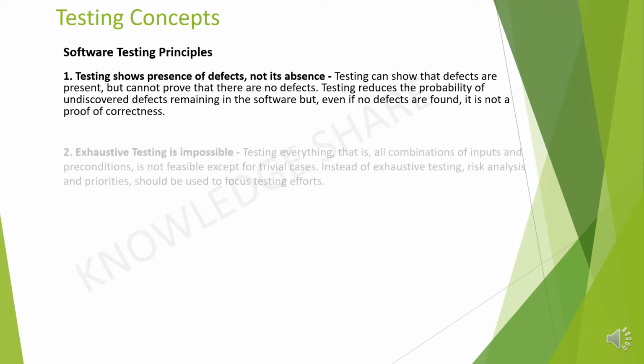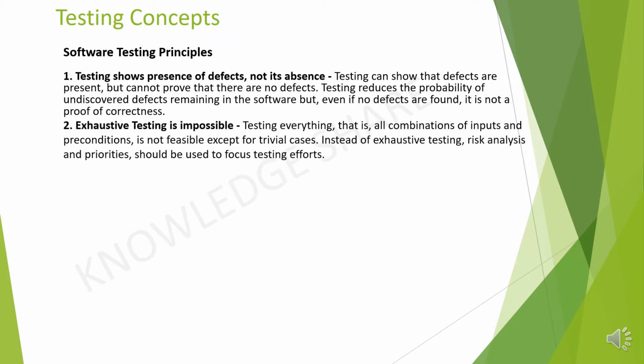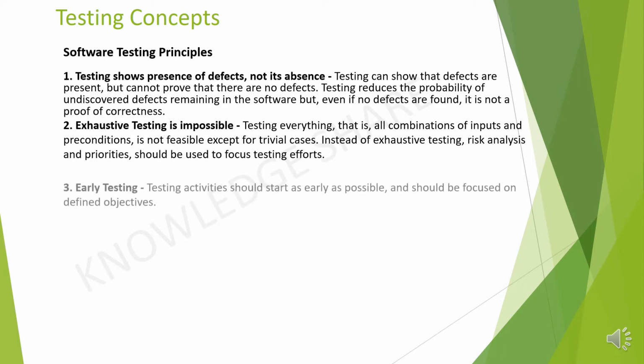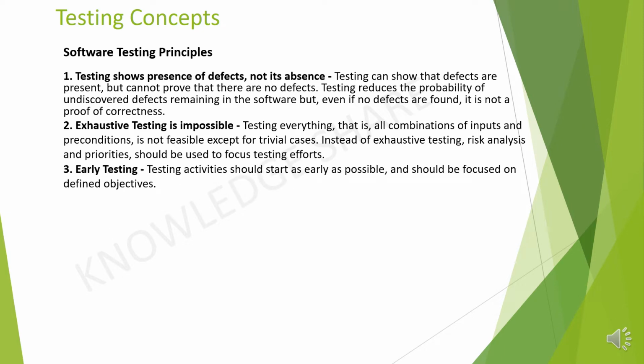Second principle. Exhaustive testing is impossible. Testing everything, that is, all combinations of input and preconditions, is not feasible except for trivial cases. Instead of exhaustive testing, risk analysis and priorities should be used to focus testing efforts. Third principle. Early testing. Testing activities should start as early as possible and should be focused on different objectives.